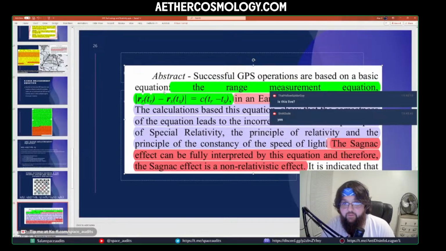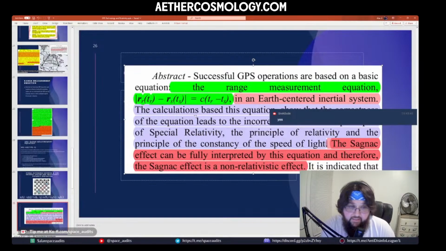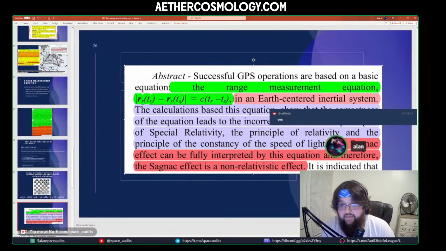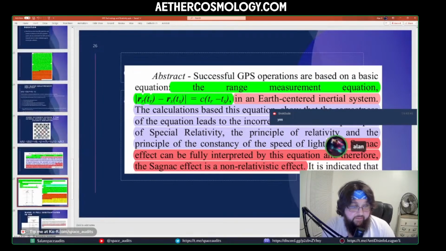So we have here the successful operation of GPS is based off of the range measurement equation when used in a specific reference frame. So keep in mind, GPS's accuracy depends on this equation when used in a specific reference frame. So the ECI shows the correction. And then the Sagnac effect is fully interpreted by this equation as well. We'll get into some of that here in a second.